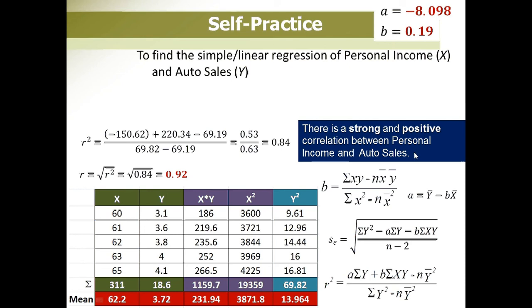sales. So this is how we calculate the b, a, standard error, and coefficient of determination, as well as coefficient of correlation. Don't forget, you also need to remember how to interpret these numbers.